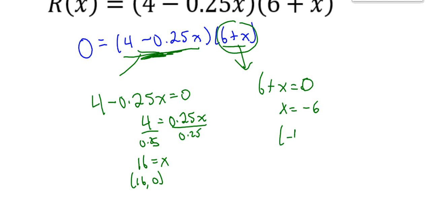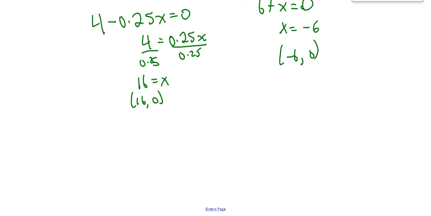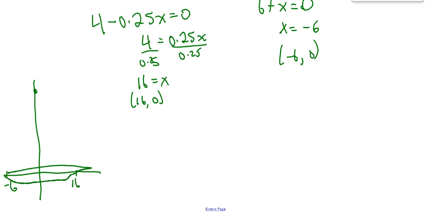So my other root is at negative 6, 0. So I now have the two roots of this quadratic. And now that I have the roots, we remember that in every quadratic, we have a line of symmetry. And that line of symmetry passes through the vertex. So if I have a root over here at 16 and another root over here at negative 6, halfway between them will be this axis of symmetry, and therefore the vertex.